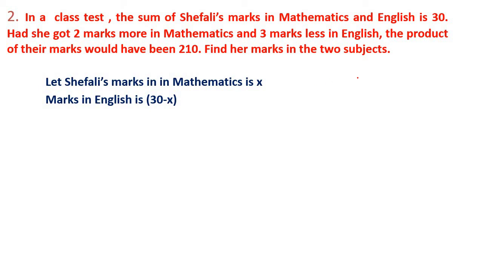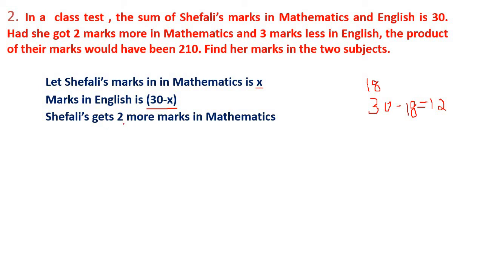Students, let us consider if one student got 18 marks in mathematics. So the remaining marks he got in English is 30 minus 18, which is equal to 12. So this is how we can calculate the other subject's marks. Similarly, if Shefali got x marks in mathematics, then she will get 30 minus x marks in English.